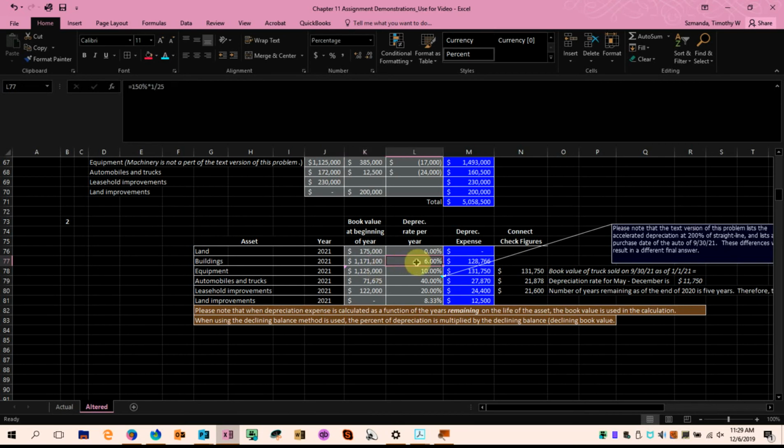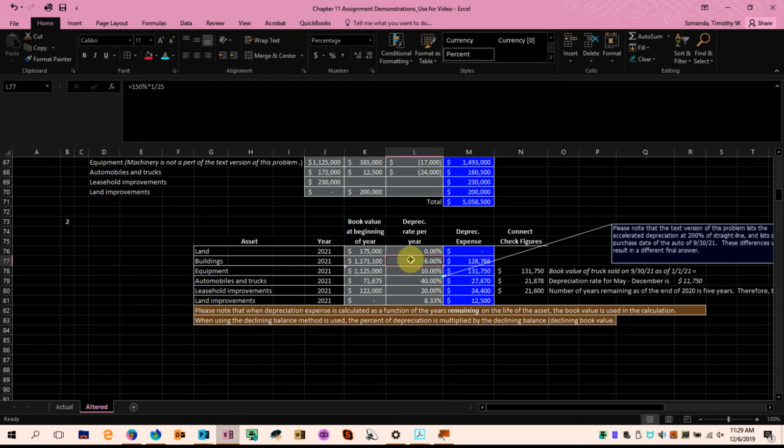Once we do that, then we need to determine the rate on the building. And they're depreciating the building at 150%. So I took the 150% times 1 divided by the 25-year life of the asset.